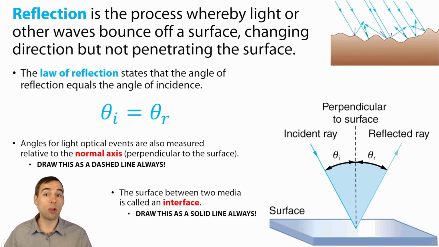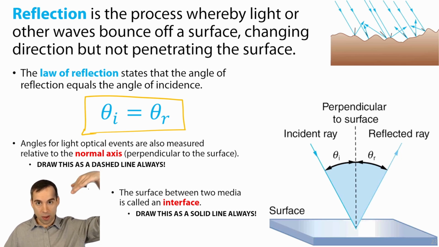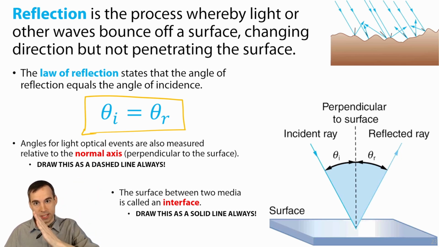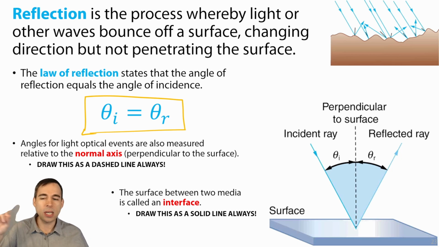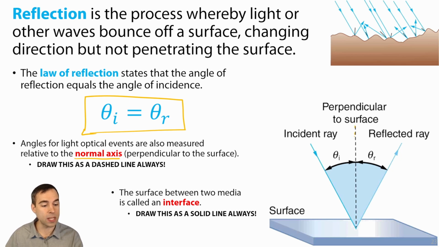So the law of reflection for light waves essentially says that the angle of incidence will be equal to the angle of reflection. In other words, the light wave will come in and hit an interface and bounce off of it at exactly the same angle that it came in at. But we need to be careful when we're talking about what angle we actually measure for a reflection event. Here, we always want to measure our angles relative to a normal axis. A normal axis, normal means perpendicular to the surface.